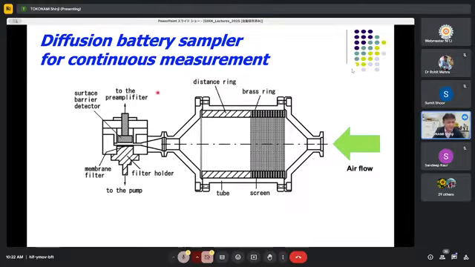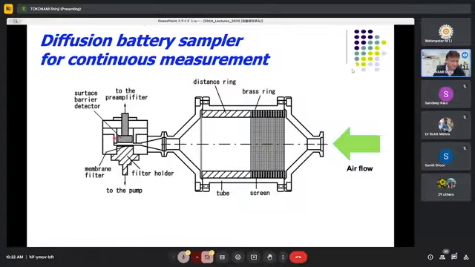This slide exemplifies the diffusion battery sampler for continuous measurement. As you see, here is a diffusion battery filling with wire screens. Air flows like this way, and penetrated radon progeny are collected on the filter here. On the opposite side, here is the silicon surface barrier detector.